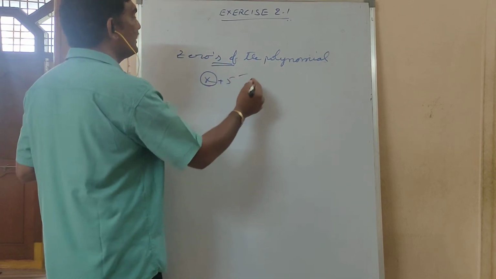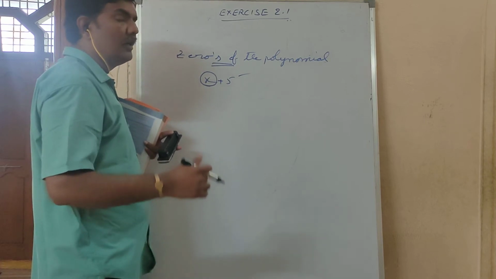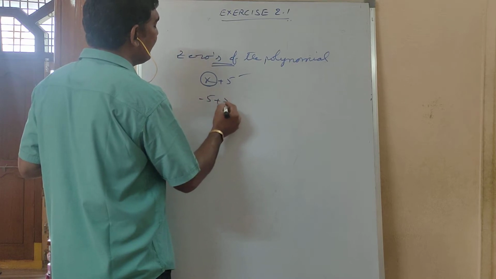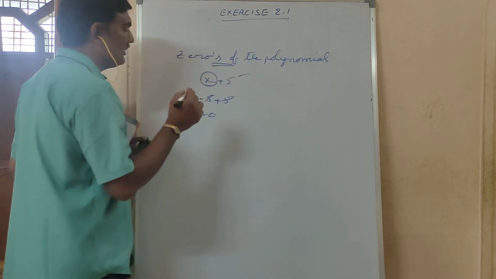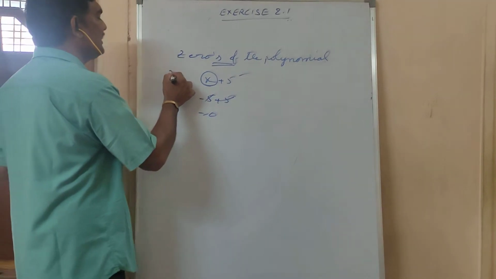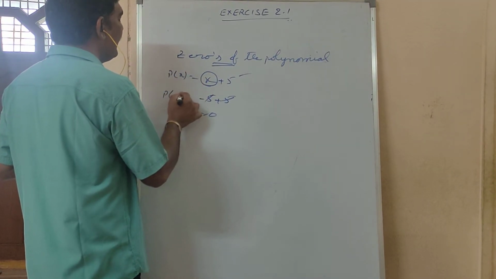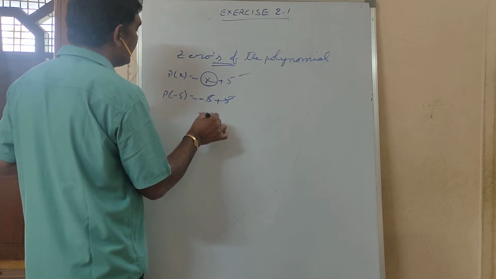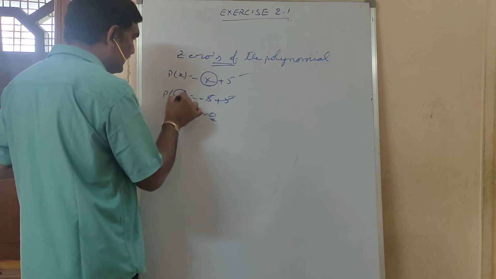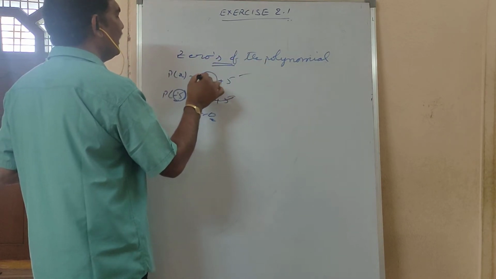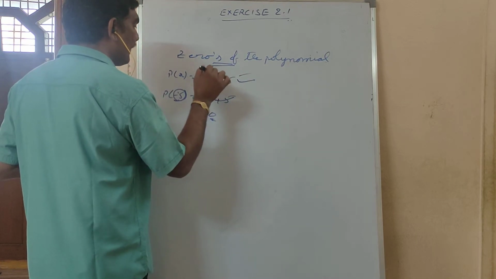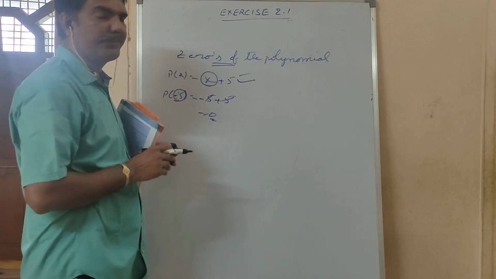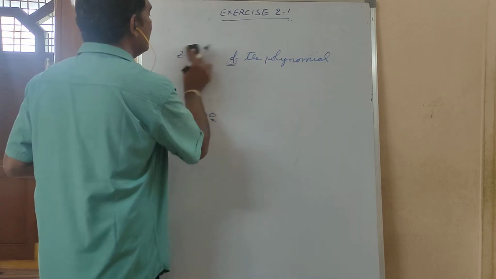X plus 5, only expression is there. Only polynomial x plus 5 is there. You have to find zero of this polynomial. So in place of x, if I kept minus 5, I am getting its value as how much? 0. If I assume this is p of x, p of minus 5 value, you are getting 0 or not? Where you are getting 0, that value of x is called zero of the polynomial. For this p of x is equal to x plus 5, for this polynomial, minus 5 is called zero of the polynomial.